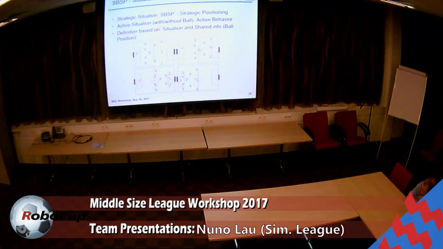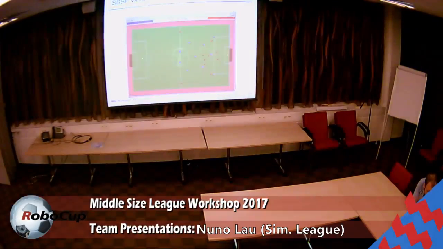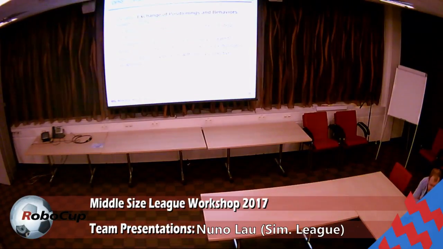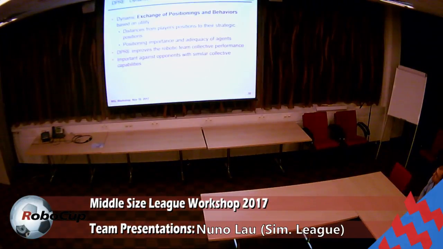In strategic positioning, for different situations, you have different formations over the field. For active situations, you do active behavior with the ball. For passive situations, you do what we call strategic positioning. Here you can see that the FC Portugal team, which is the blue one, is very well positioned in the field, while for the teams from CMU and ATT, it seems that a lot of players are just following the ball.